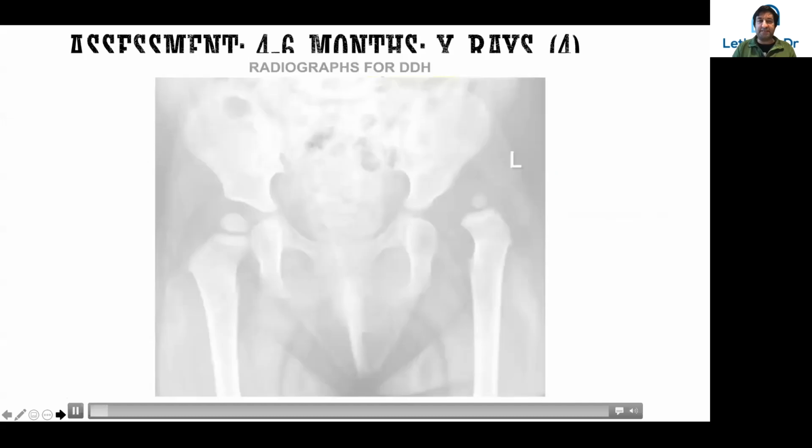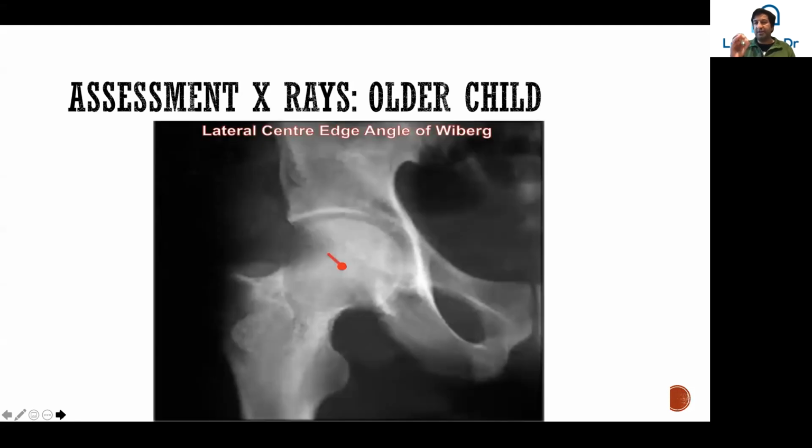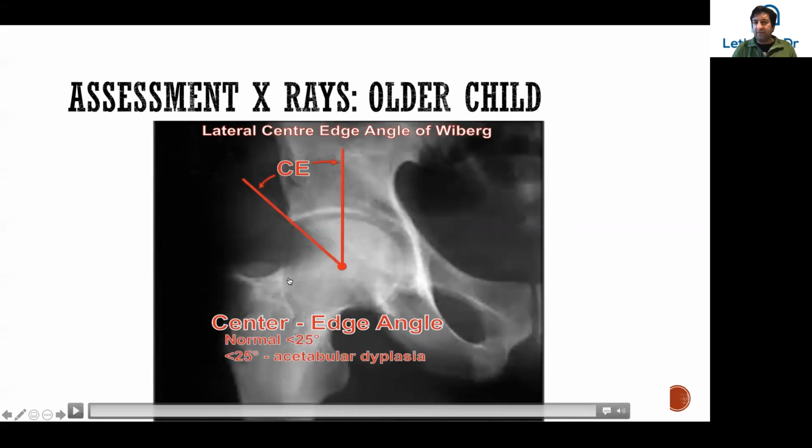Now that's used to assess the younger patient, but in the older child, there's another thing that you can look for as well. And it's basically called the lateral center edge angle of Wiberg, okay? And what you do here is you take the center of the femoral head, you take a vertical line, and you basically form a line from the center of the femoral head to the lateral border of the acetabulum. And it's the angle between those two. It should normally be more than 25 degrees. Less than 25 degrees is equal to acetabular dysplasia. So that's something we'll use in children over the age of 5 or young adults with dysplasia.